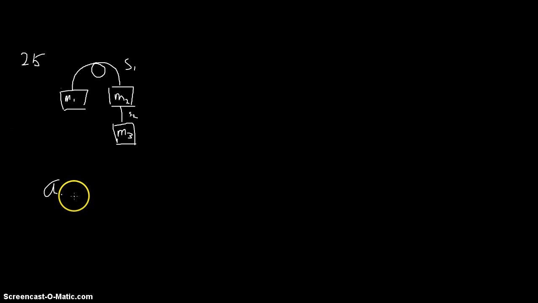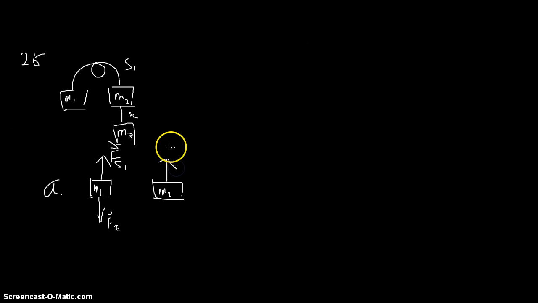Okay, so I'll be doing question number 25. First, let's start with A. For M1, it would have a force downwards because of Earth, and then a force upwards from string 1. And that'll be M1, M2. M2 has an upwards force from S1.